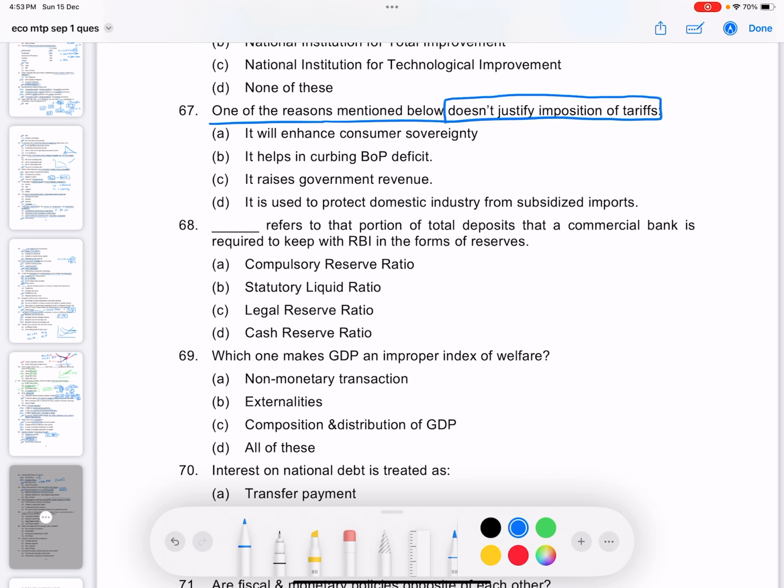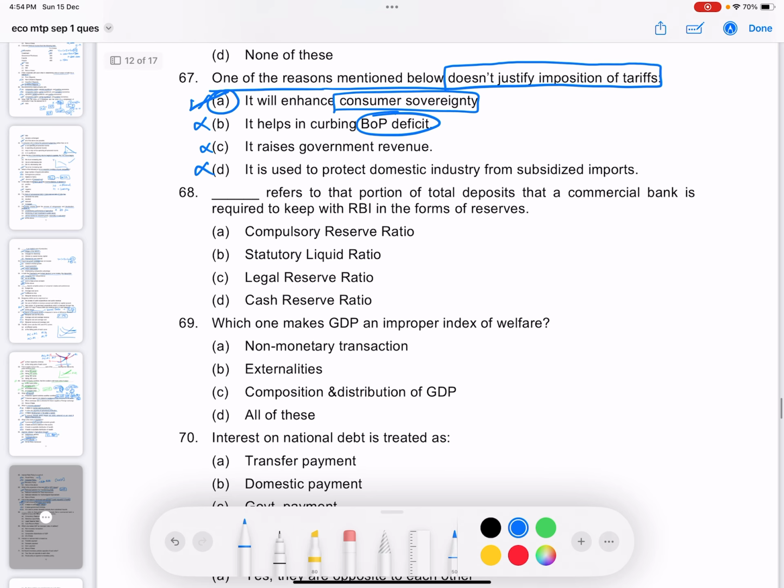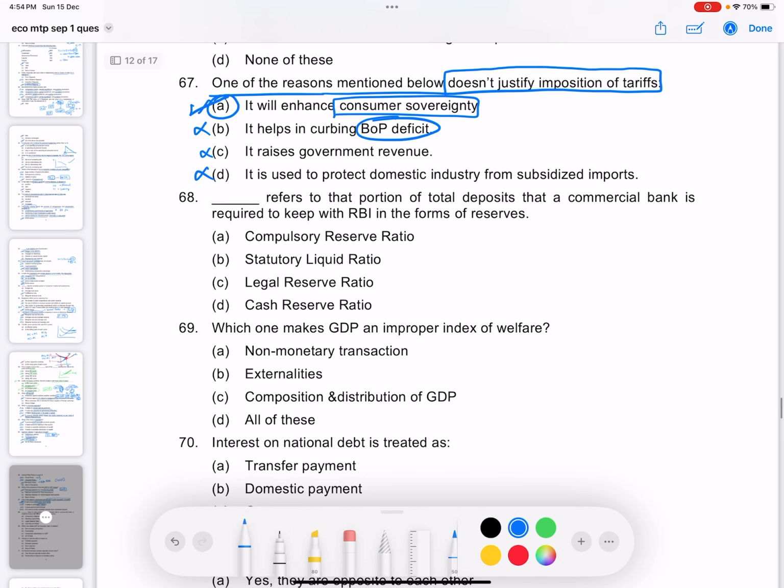अब टैरिफ कब नहीं लगनी चाहिए? बीओपी डेफिसिट कर्व करने में होता है, बिल्कुल होता है। रेजेस गवर्नमेंट रेवेन्यू, ये भी होता है, बट ये रीज़न हो सकता है या नहीं? इट विल एनहांसेस कंज्यूमर सोवरेनिटी। इसका कुछ सेंस नहीं बन रहा। इट रेजेस गवर्नमेंट रेवेन्यू हो सकता है। इट इज यूज्ड टू प्रोटेक्ट डोमेस्टिक इंडस्ट्रीज, ये भी होता है, क्योंकि टैरिफ लगाते इसलिए ताकि फॉरेन फर्म्स यहाँ पे आके पैसा ना डालने लग जाए, मतलब यहाँ की मार्केट को कैप्चर ना कर ले, हमारे प्रोड्यूसर्स को ऐसा ना हो कि कुछ ना मिले.